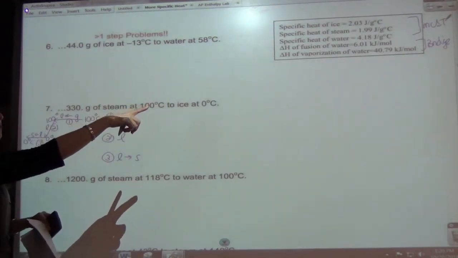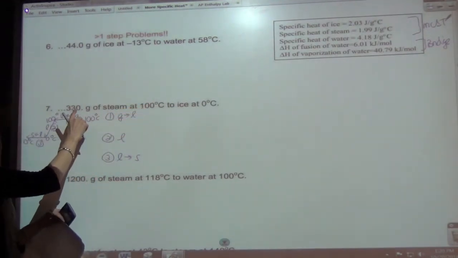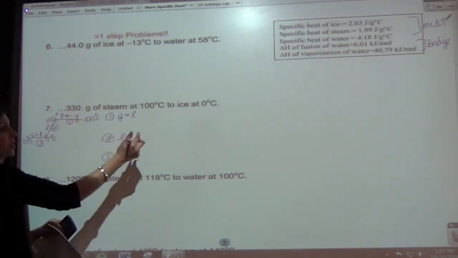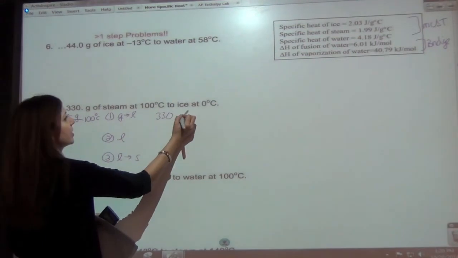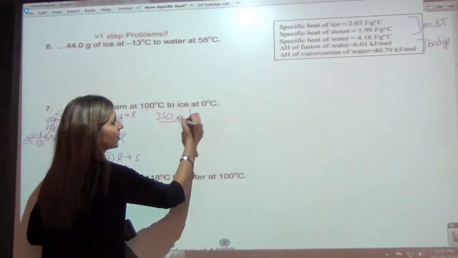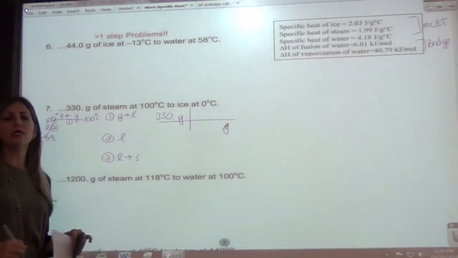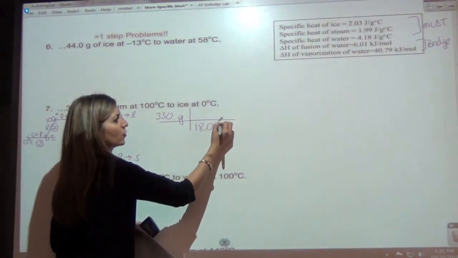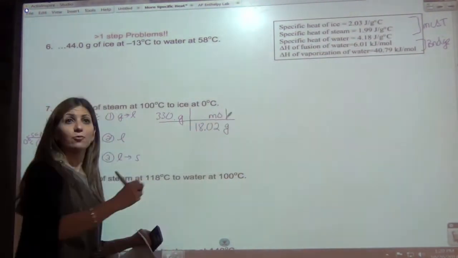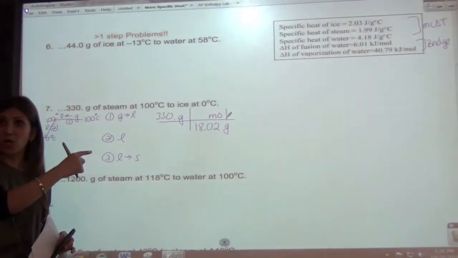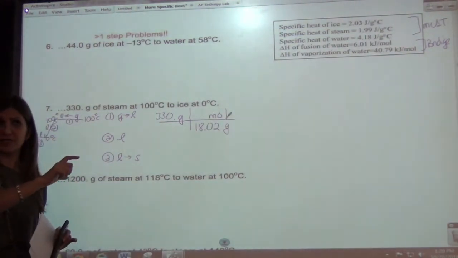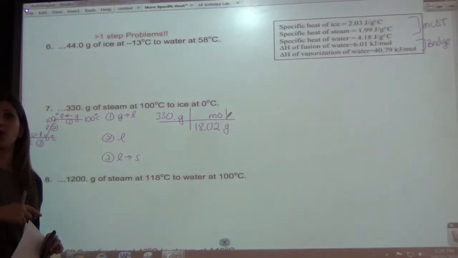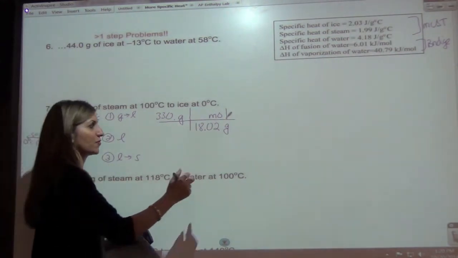So I know it's 40.79 kilojoules per mole, but if I want to end with 1 unit, I want to start with 1 unit. So let's start with 330 grams of water. Throw in a bridge, cross my units opposite. The molar mass of water, we're going to use 18.02 grams per mole, which on WebAssign, if you don't, you'll be off on your answers. So make sure you use 18.02, for hydrogen, use 1.01, okay? Otherwise, it'll throw off your answers.